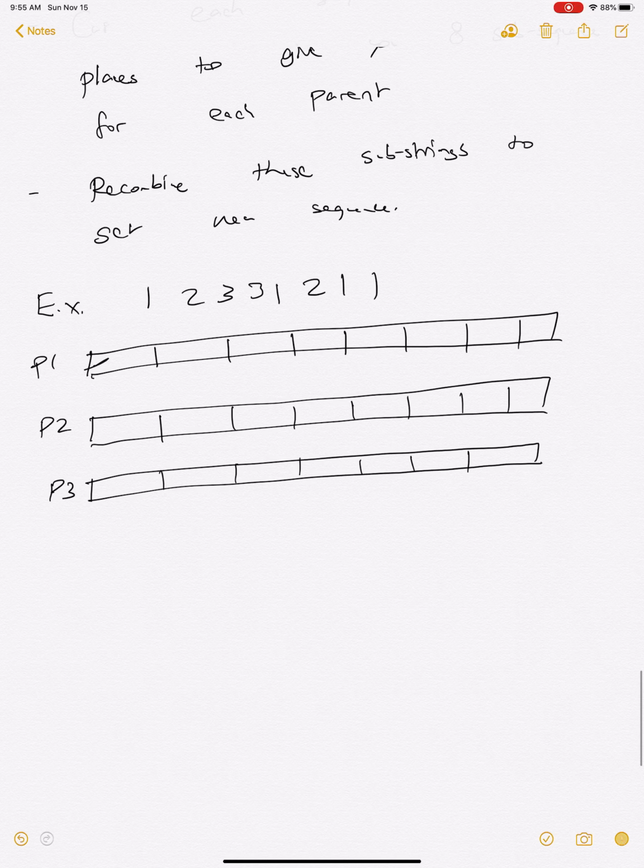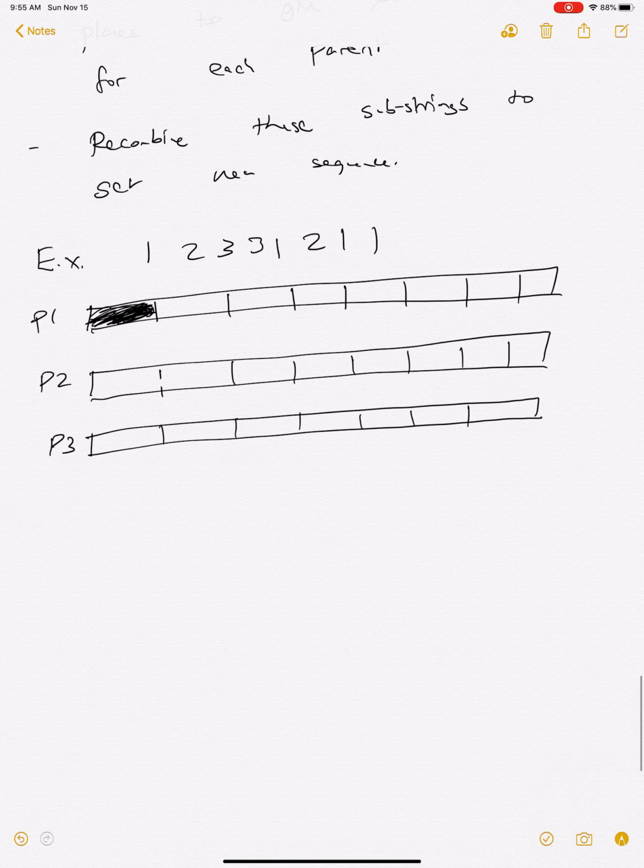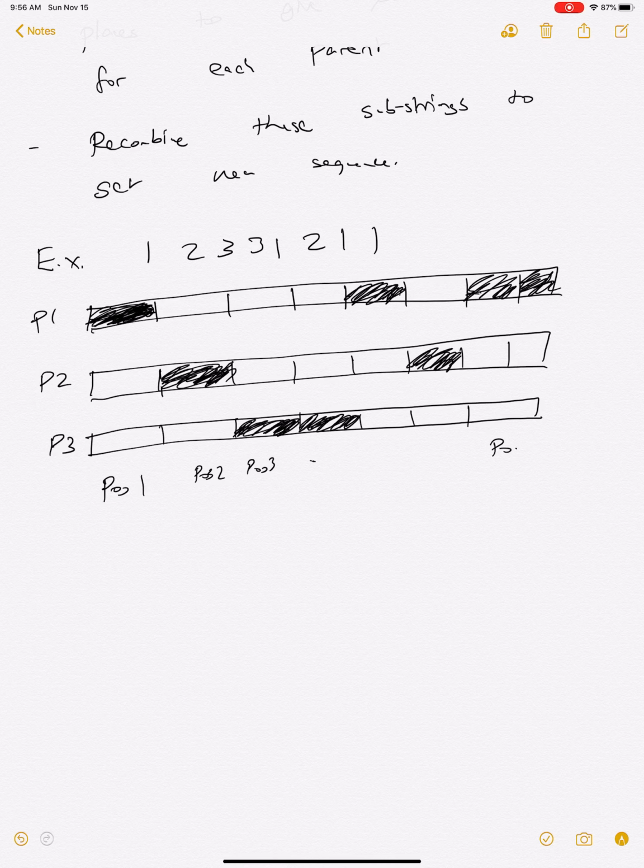Okay, so what you're basically doing is, for the first part, you're taking the sequence from 1. For the second part, you're taking the subsequence from 2. Then you're taking the subsequence from 3. Then from 3 again. Then from 1. Then from 2. And then from 1 and 1. So there's essentially an assay, or an experiment, conducted such that we'll call this position 1, position 2, position 3, up to position 8.